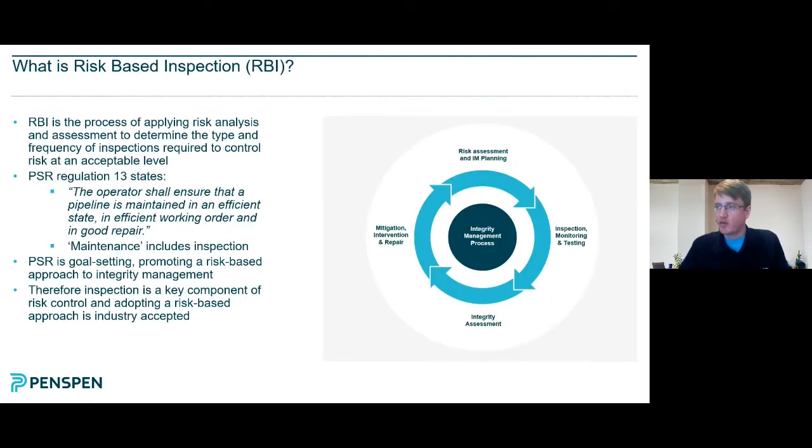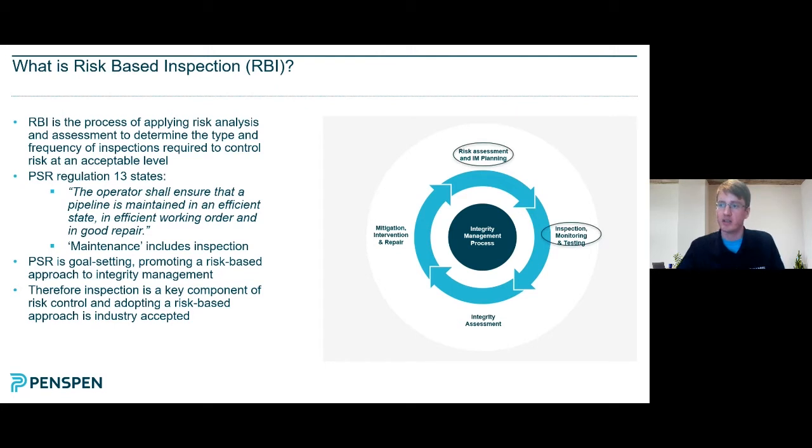So this might be a term that you've heard before, risk-based inspection, or RBI. RBI is the process of applying those risk analysis and risk management techniques specifically to determining the type and frequency of inspections that are required to control risk at an acceptable level.